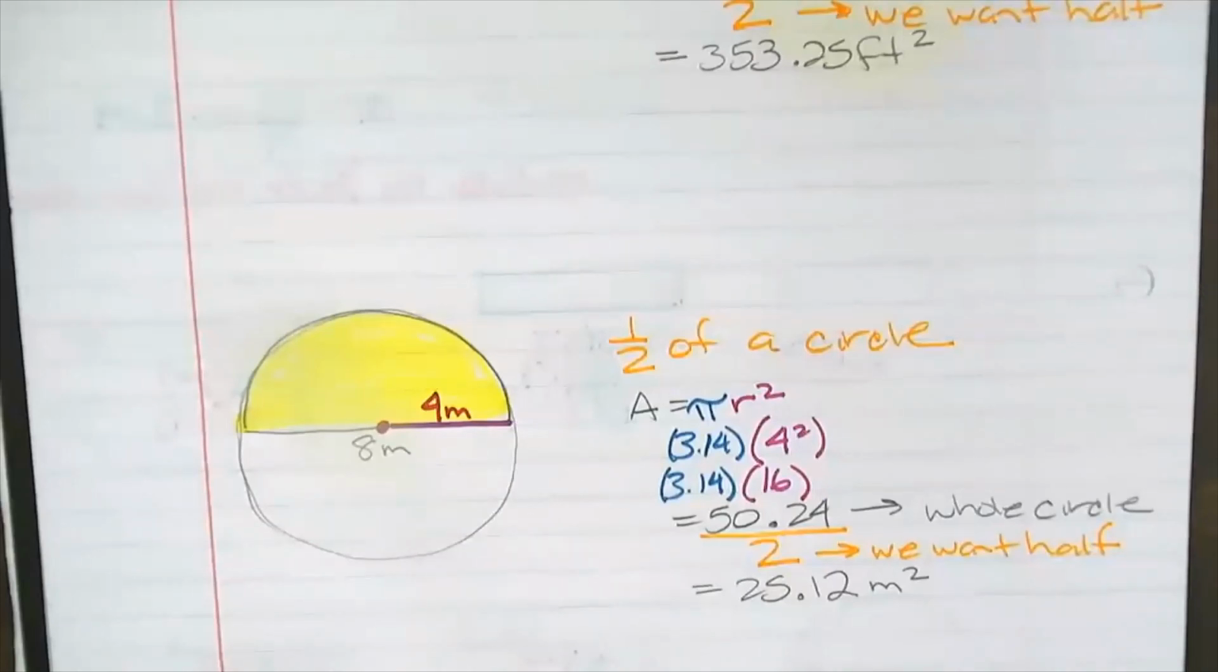So that's what we're doing today. We're finding the area of circles and semicircles.